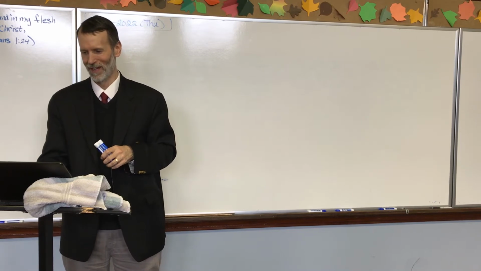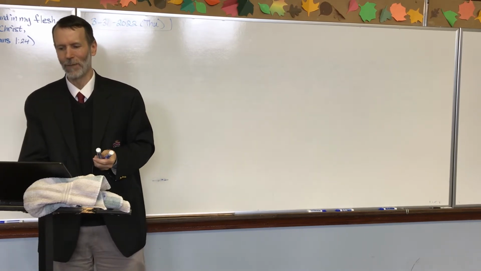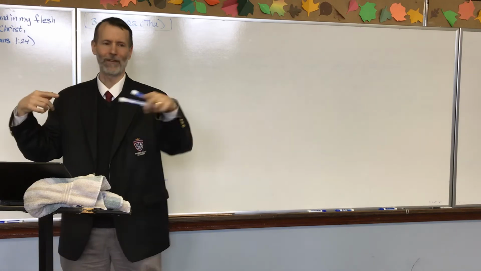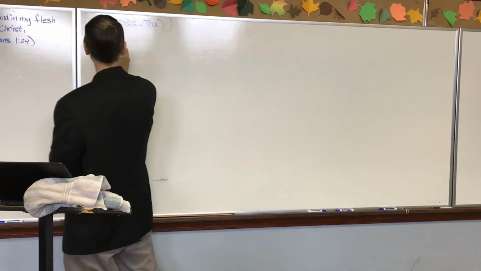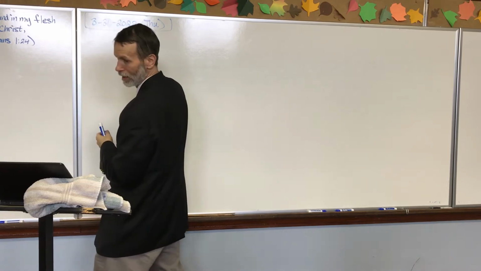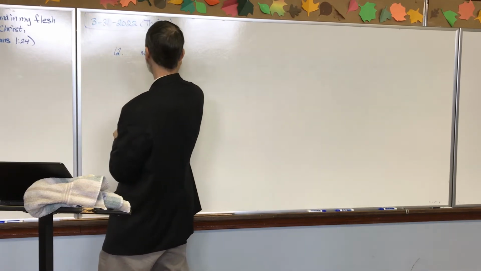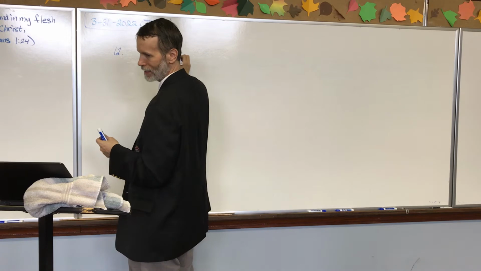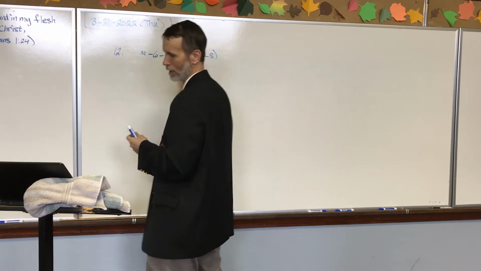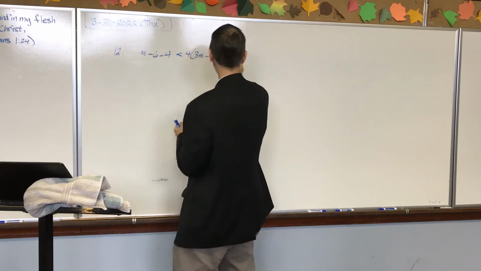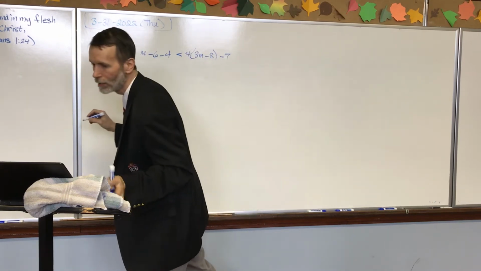12. Alright. Number 12 is a solve and then graph. Number 12 looks like this. M minus 6 minus 4 is less than 4 parentheses 3m minus 8, and then minus 7 parentheses m minus 2.